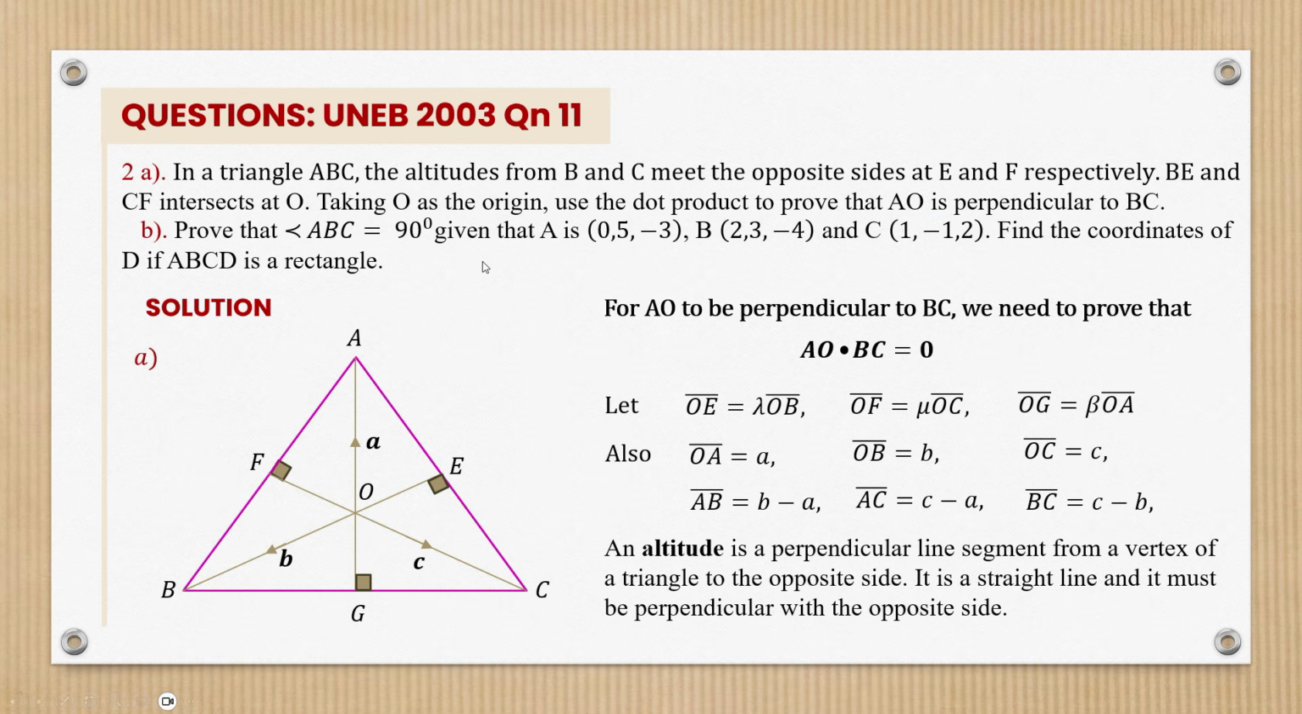Now part B of the question says prove that the angle ABC is equal to 90 degrees given that A is equal to that, B is equal to that, and C is equal to that, and then find the coordinates of D if ABCD is a rectangle. So we're going to first deal with the first part of part B, and then the last part is where we are told to make it a rectangle. But before we do that, let's first deal with it the way it is in part B.